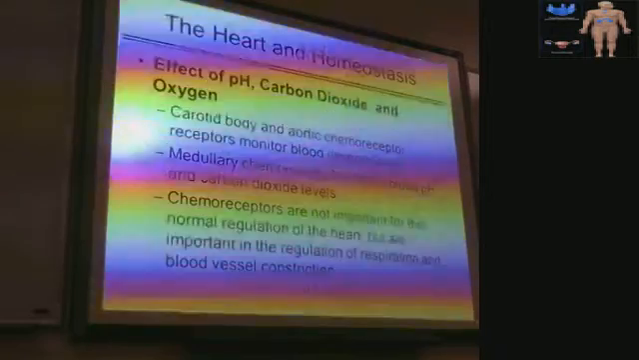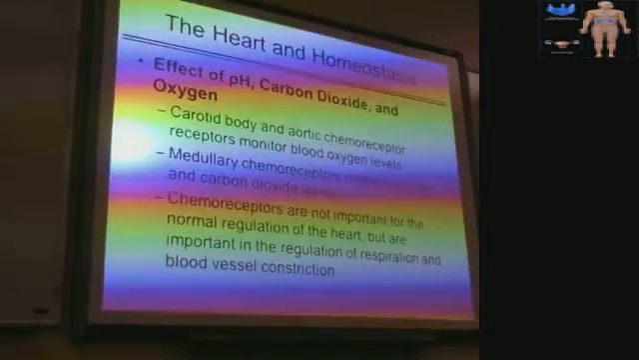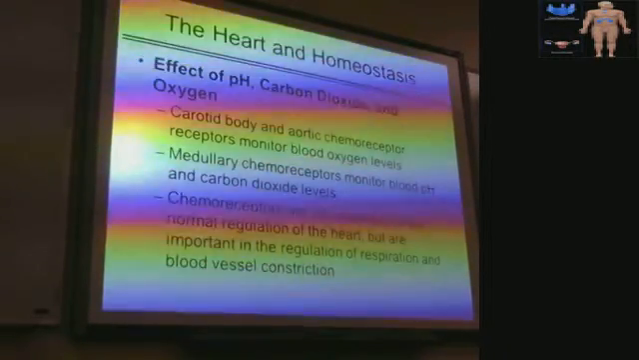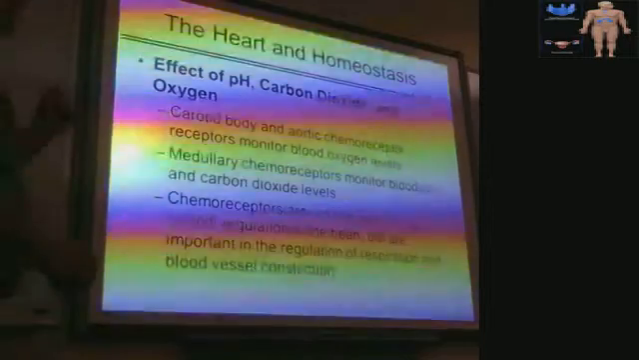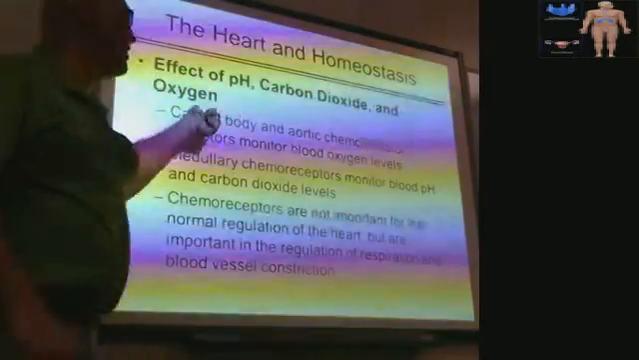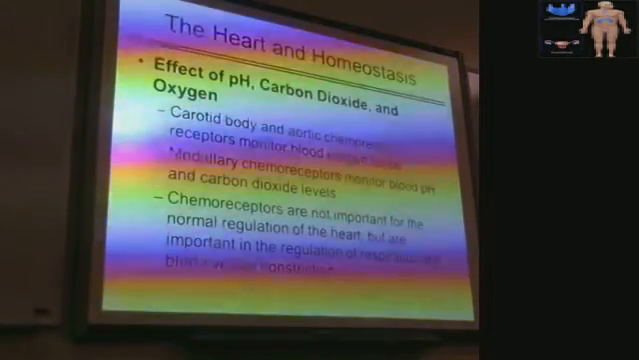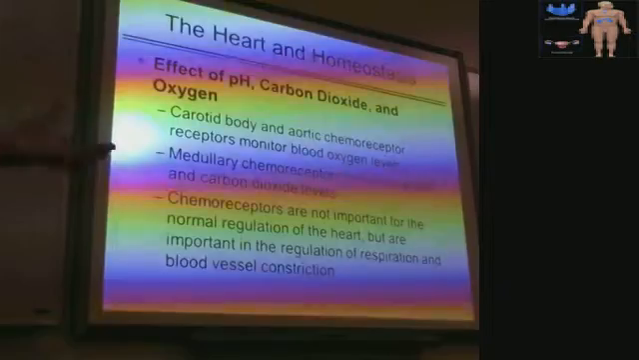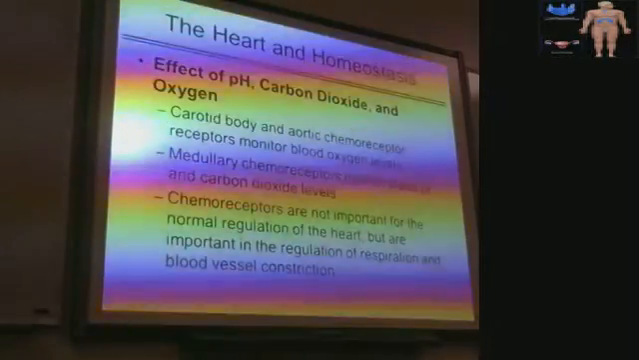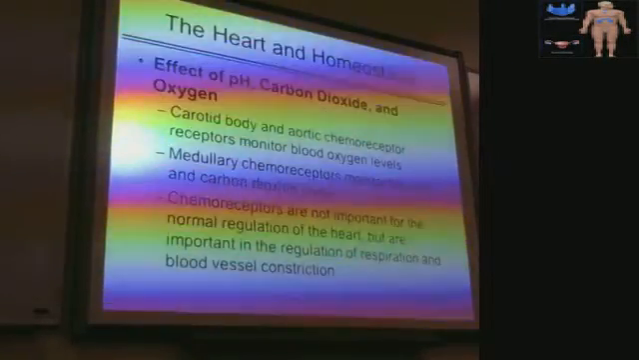All right, so now we're going to move towards the wrap-up stage of the heart. We just got a couple of pieces of information: the heart homeostasis, the effect of pH, carbon dioxide, and oxygen. These are important. The need for oxygen causes the heart to beat. The overabundance of carbon dioxide will cause the heart to beat at a higher rate.